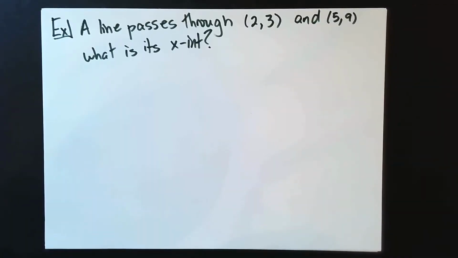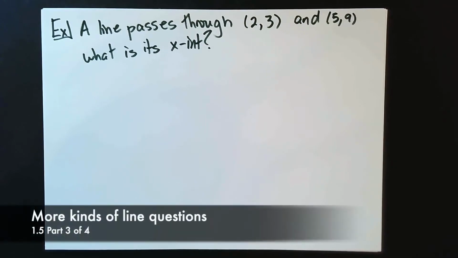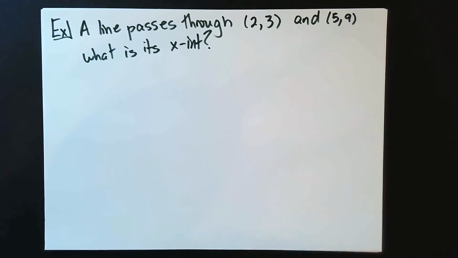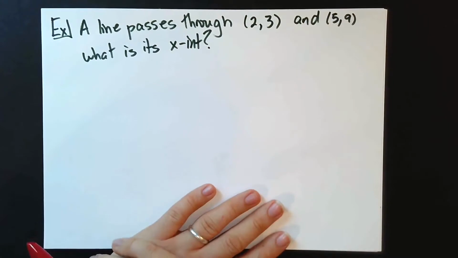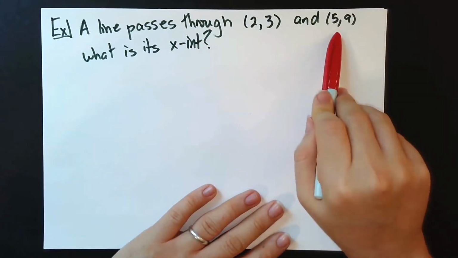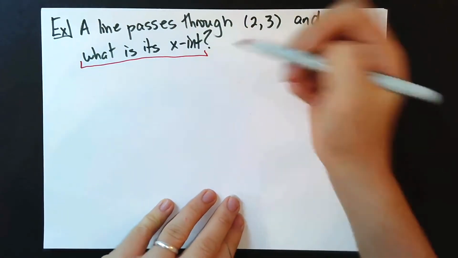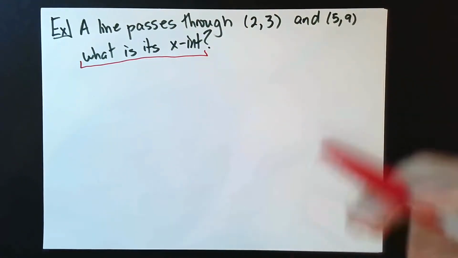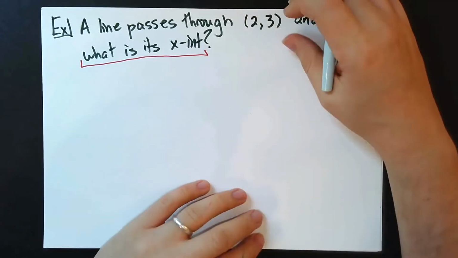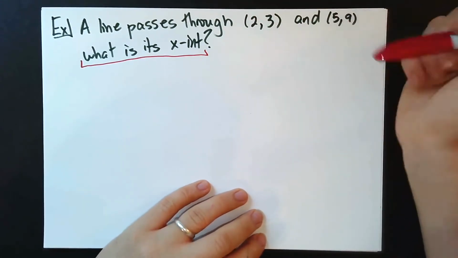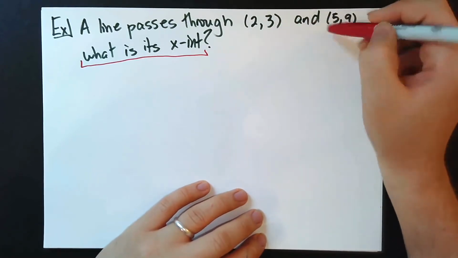And welcome back. So today, we're going to do some examples of a couple more complicated styles of line questions, or maybe they're not actually super complicated, but we just want to be careful that we're prepared for whatever comes up. So here we have a question about a line passing through (2, 3) and (5, 9), and the question is, what is its x-intercept? This might originally be startling, because we've probably never seen this combination in a question before. We're given 2 points and asked for an x-intercept.